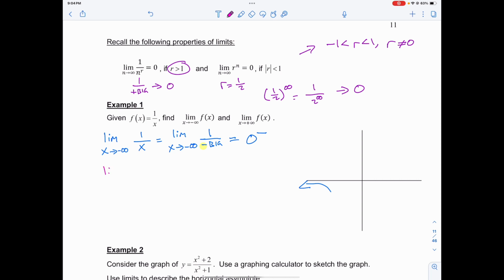If I have the limit as x approaches positive infinity for 1 over x, then that's going to be the limit as x approaches positive infinity for 1 over a positive very big number, which is still going to approach 0, but it's going to approach 0 from the positive side, which would exist up here.